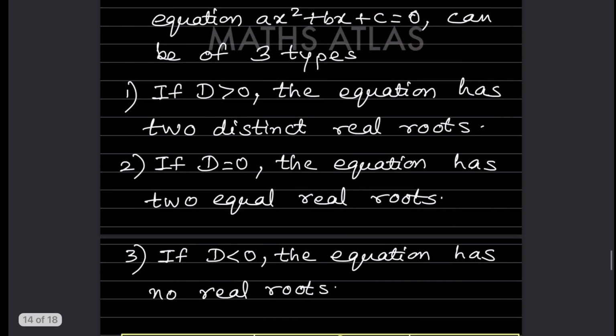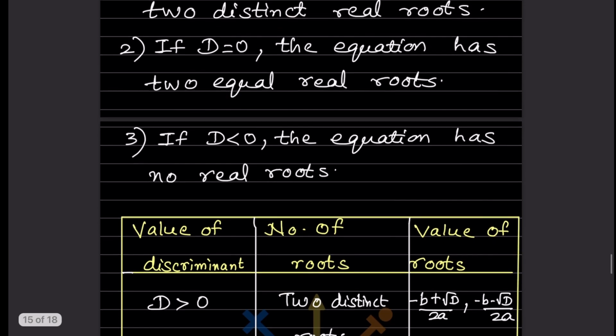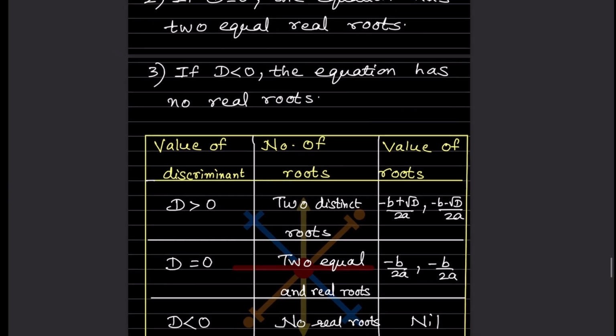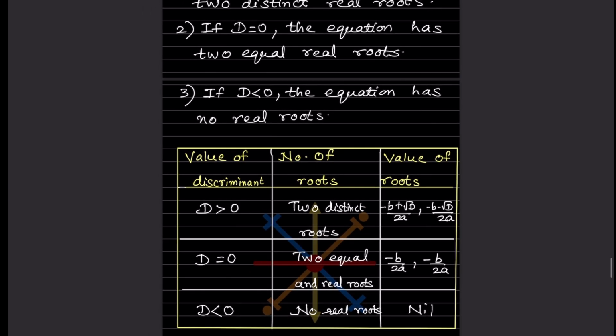In this, what you have to remember: if D, the discriminant, is greater than 0, then the equation has 2 distinct real roots. If discriminant D is 0, the equation has 2 equal real roots. And if D is less than 0, the equation has no real roots. See here, these are the points you have to remember. This is just an introduction; more examples we are going to do in the next part. I have just written the same thing here in tabular form, with the value of discriminant greater than 0, equal to 0 and less than 0.